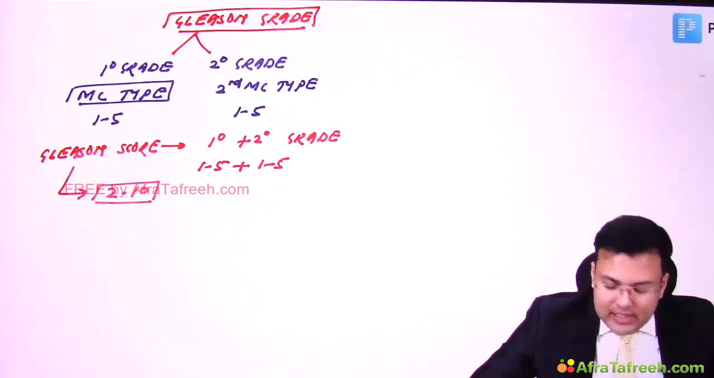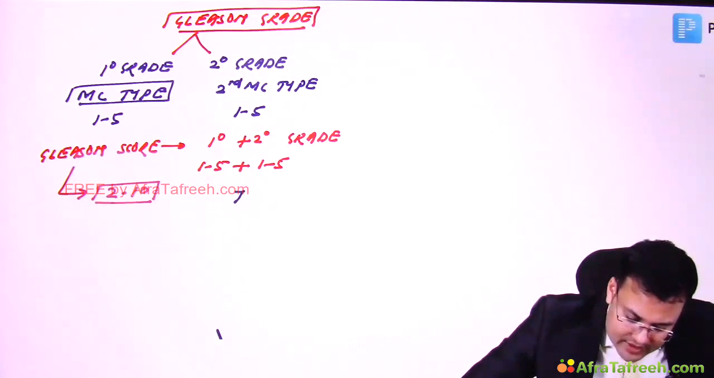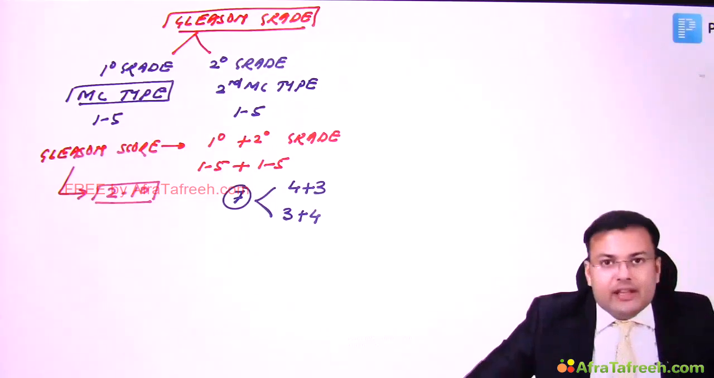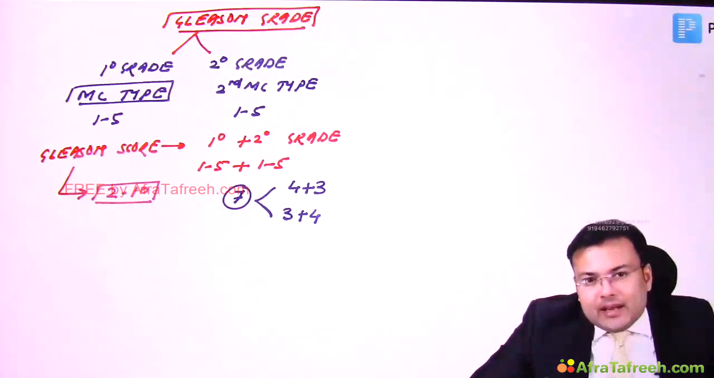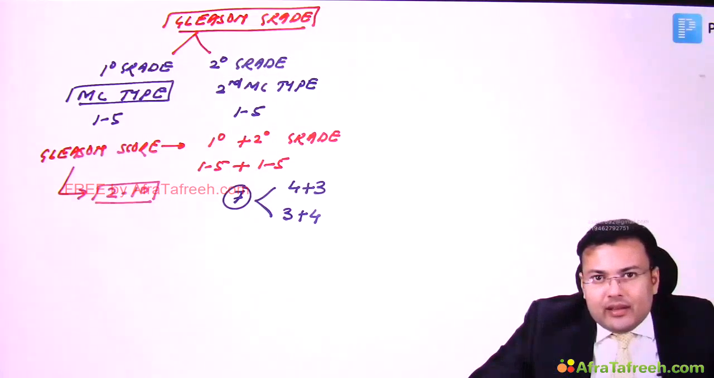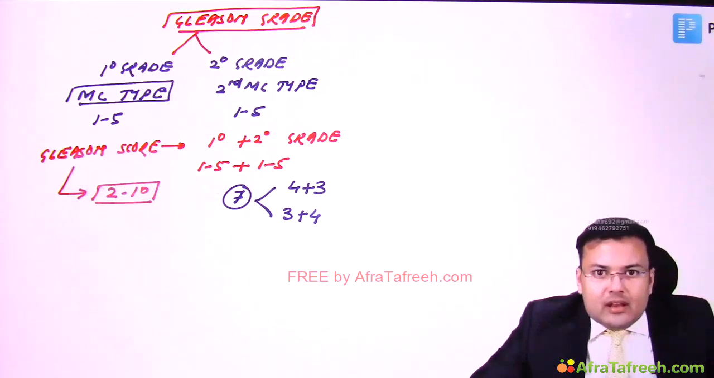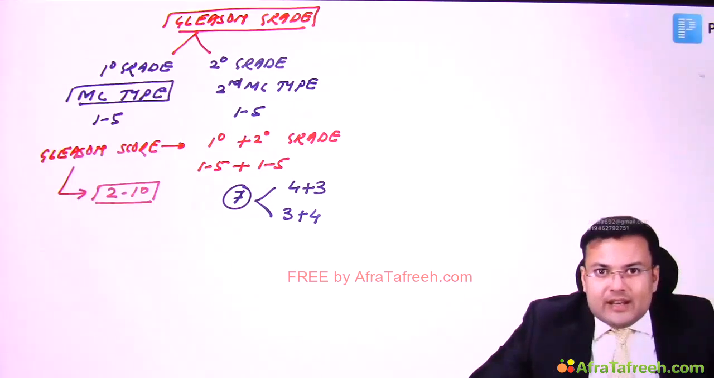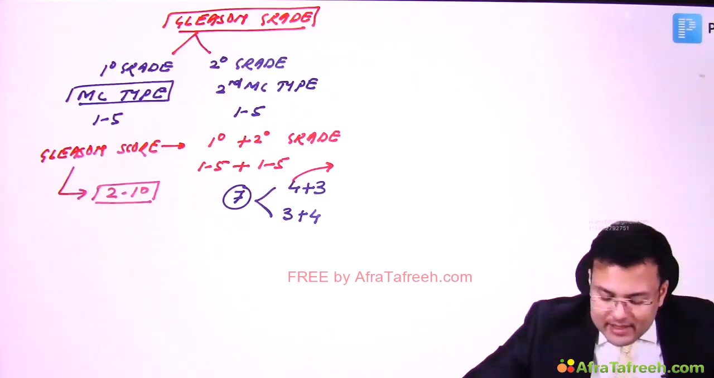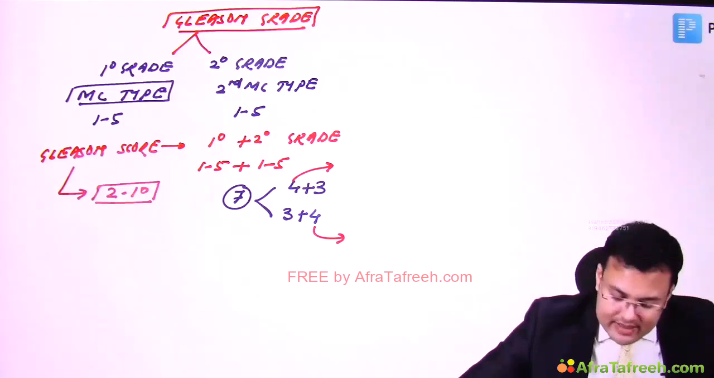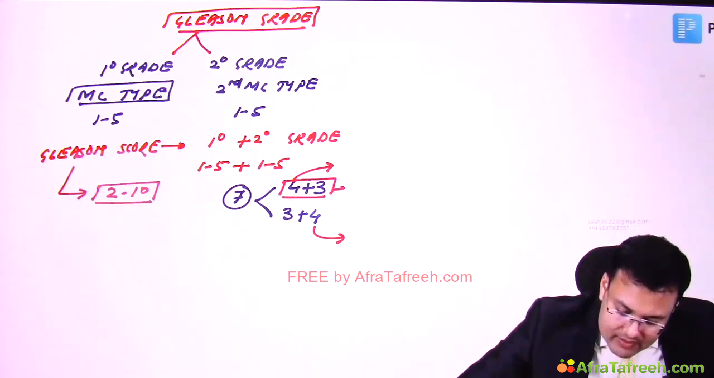There might be some hypothetical question. Suppose the Gleason score is 7. There are two variations: one is 4 plus 3 and the second is 3 plus 4. Tell me which one is having poor prognosis. See, if the primary grade is higher, it has a poorer prognosis in comparison to when the secondary grade is higher. So here 4 plus 3 means 4 is the primary grade. Obviously this one will have relatively poor prognosis.